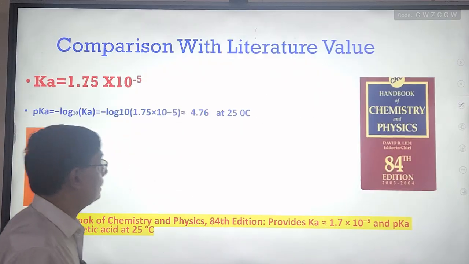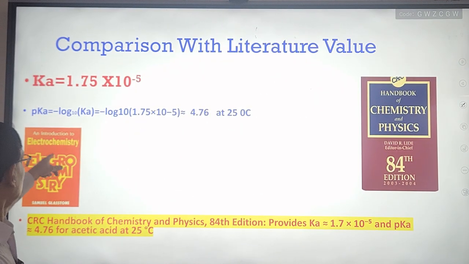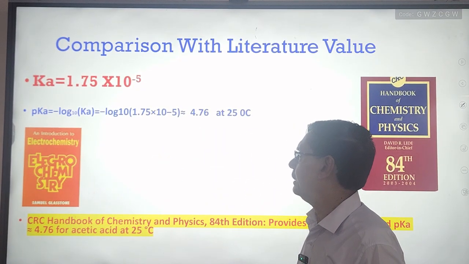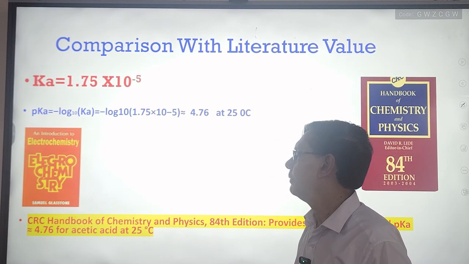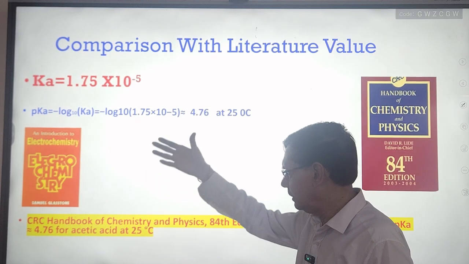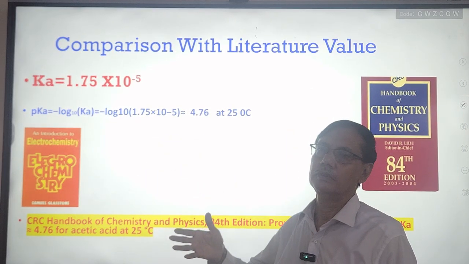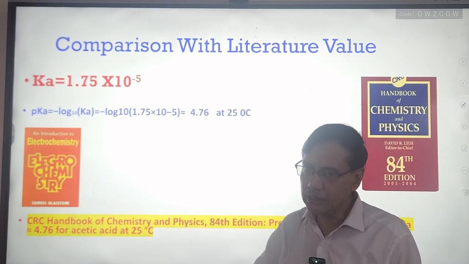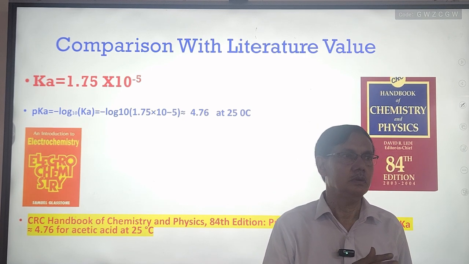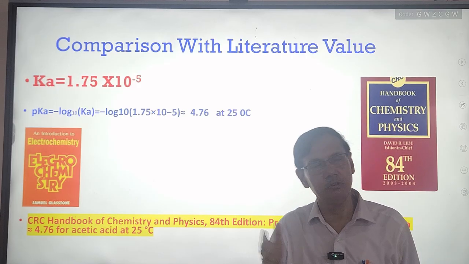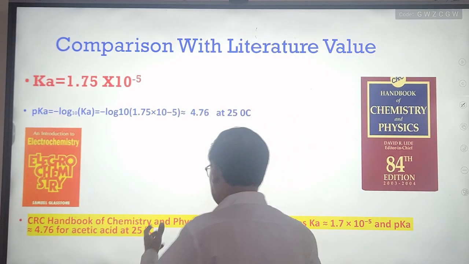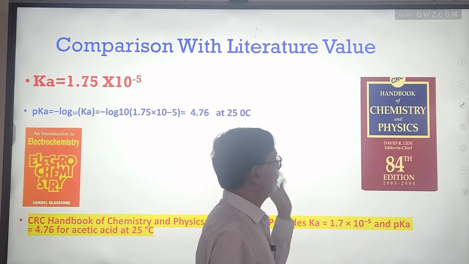That literature I must mention is An Introduction to Electrochemistry. It's a very old book, but a very good book regarding electrochemistry. Fortunately, in the first or second chapter, they have given the values of equivalent conductance of various solutions like 0.1, 0.2, 0.02, 0.05, 0.001.